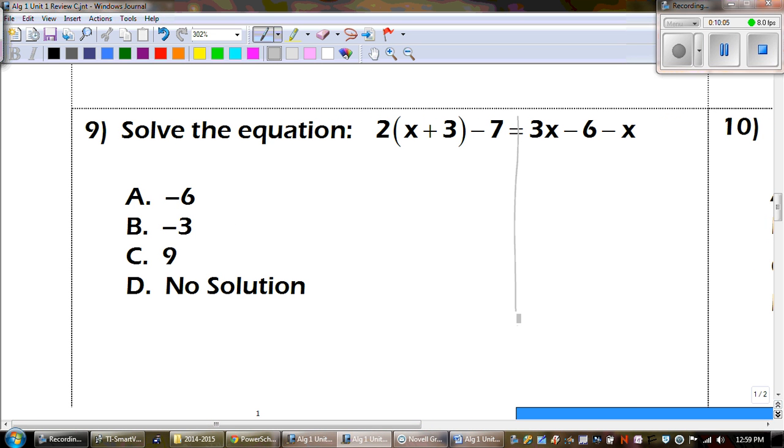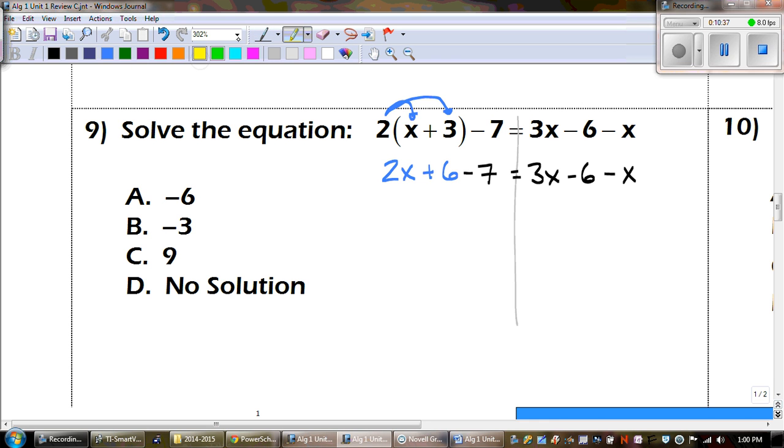All right, number 9. Number 9, we've got a little bit of work ahead of us. The first thing we have to do is to distribute. So when we distribute, we get 2x plus 6 minus 7 equals, and then can I combine anything on the right side? Oh, we'll talk about that in a second. I'm sorry, I'm doing too many steps at once here. So 3x minus 6 minus x.